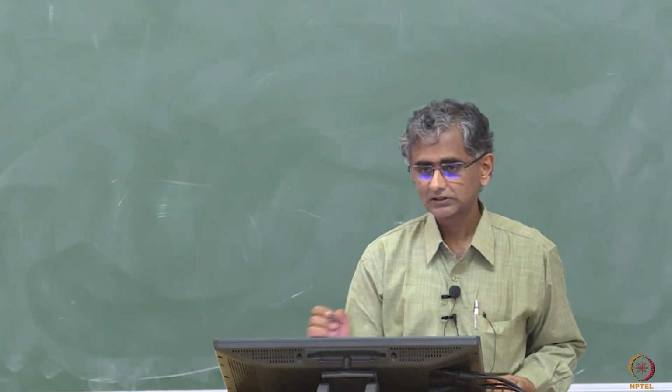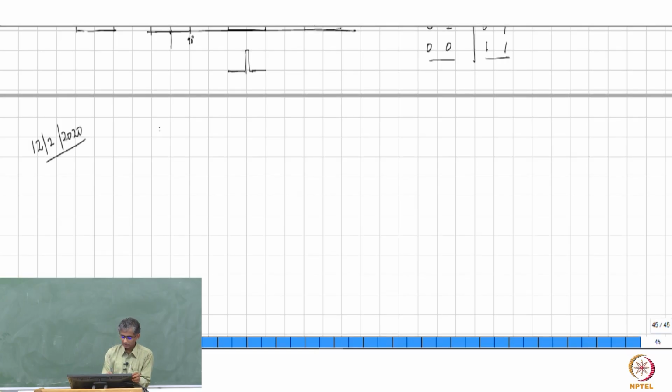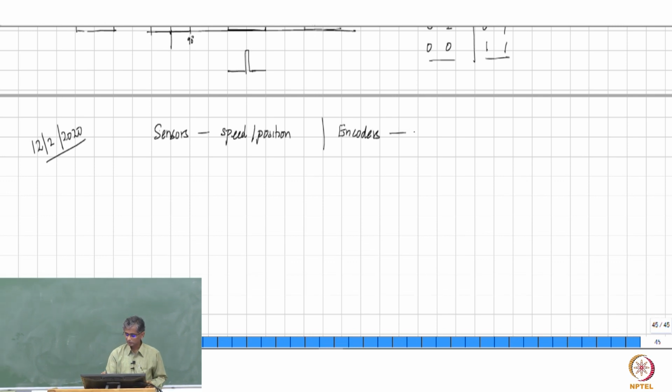So in the last class then we were looking at sensors for speed and position. Mostly encoders are the ones that are nowadays used, and these, as we have seen, there are two varieties. One is the incremental encoder. That is what we saw in the last class, how the incremental encoder would work.